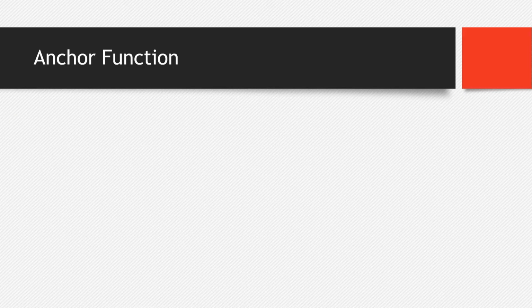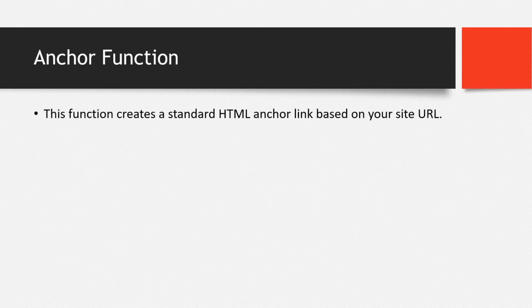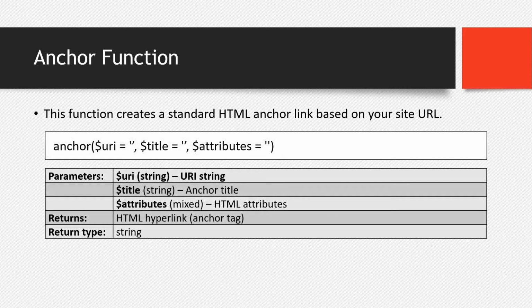Okay, next, let's talk about the anchor function. This function creates a standard HTML anchor link based on your site URL. So this is our syntax. First, the URI, of course, the URI string. Then the title, which the user will see. Then the HTML attributes, in the form of a string or an array. Then it returns an HTML hyperlink or anchor tag. The return type will be a string.